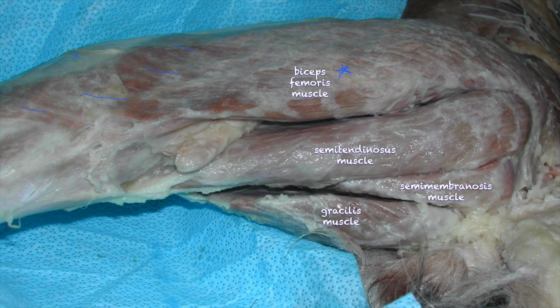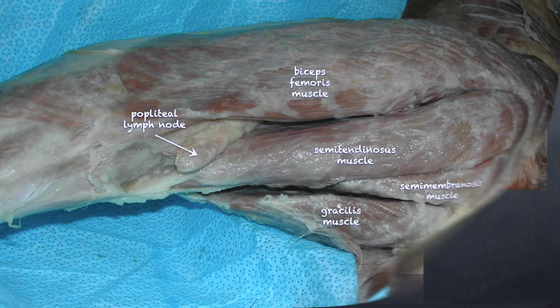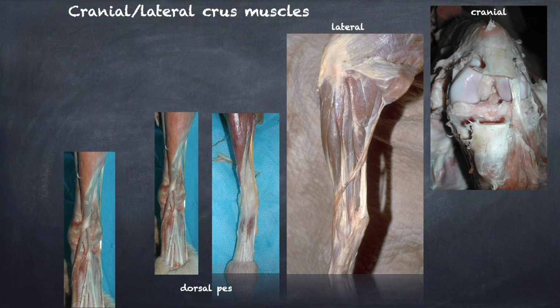That's what you want to do. You want to work your way around the specimen. Okay, so you can know where you start and work your way around. And then we've got this guy here behind the stifle. That must be the popliteal lymph node. Okay, let's move on down to the crus now.